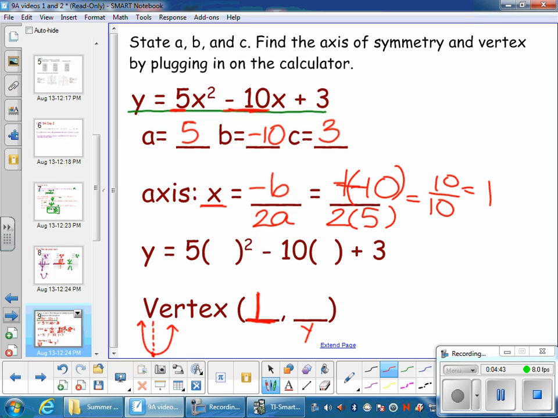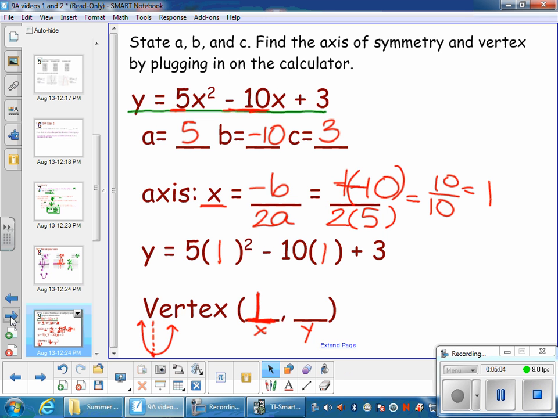Here's a simple trick. Whenever you know the x coordinate, you can plug in for x into the equation and you should be able to get y. So I now am not going to write x here, I'm going to write 1 because I know x is 1. And same thing for this, it used to be negative 10x, now I'm going to plug in 1 for x. You can either do this in your head or use your calculator.